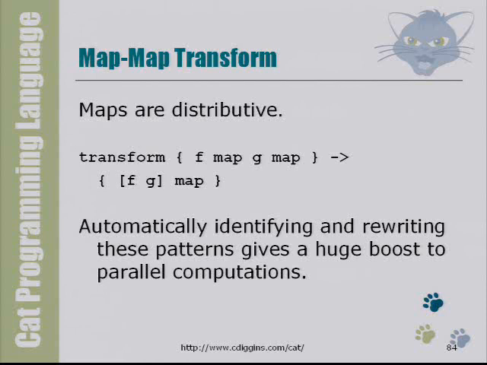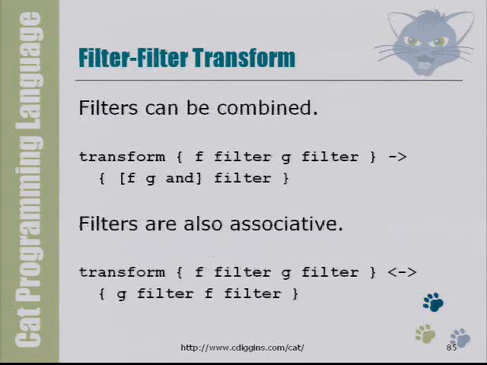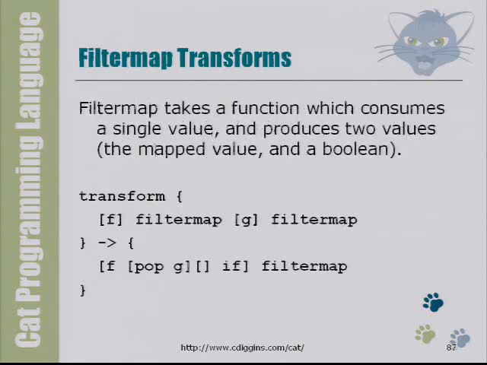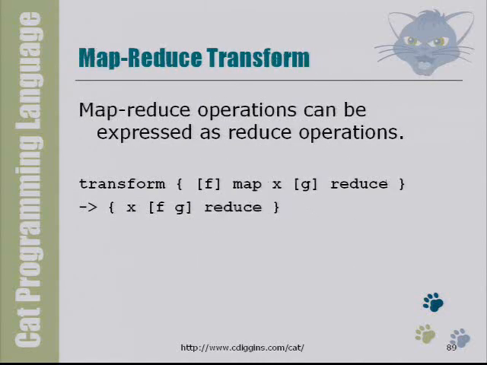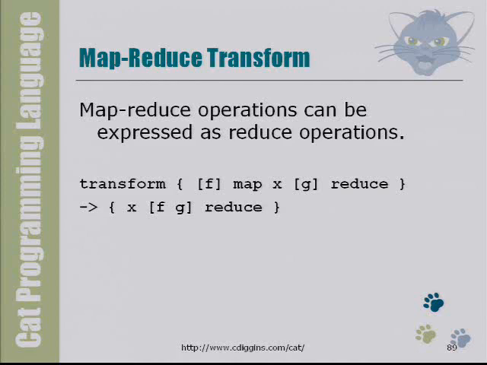That's just one transform. There are hundreds or thousands I can think of, and they get increasingly interesting. Map, filter, filter maps, filter reduce. I'm just trying to find a really good example. Map reduce, here's an interesting one. This transform reduces a map operation and then a reduce operation into a single reduce operation.